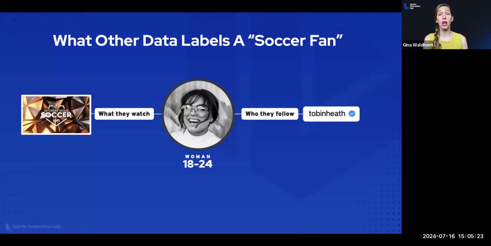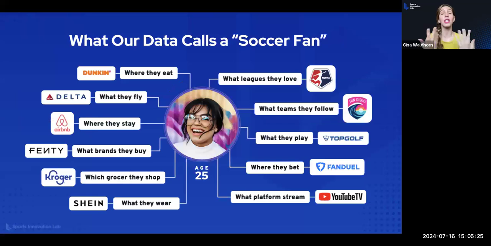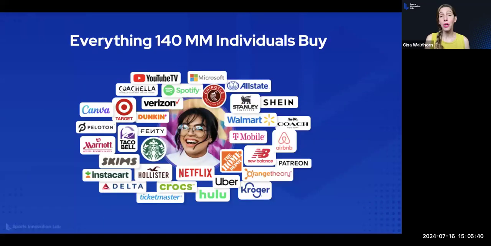When you buy a soccer fan audience from Sports Innovation, it looks like this. I know exactly what leagues they follow, what teams they follow, whether they bet, how much, with whom, and if they're streaming, on what platform and for how many months. And I also know all of the other brands that they purchase. How do we know that? Because again, we can see everything those 140 million individuals purchase.